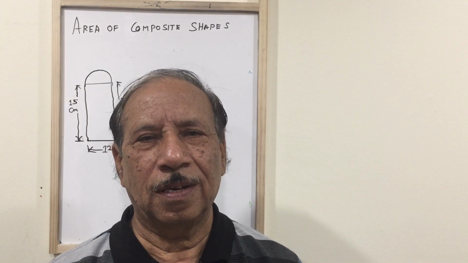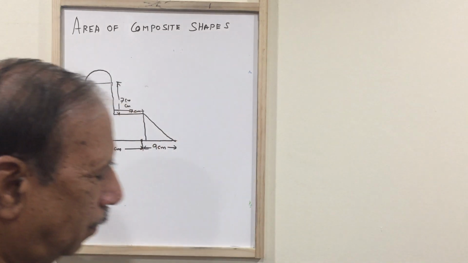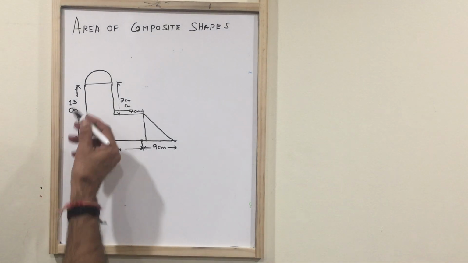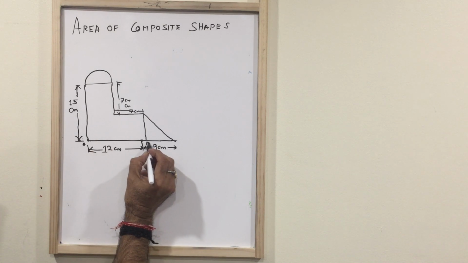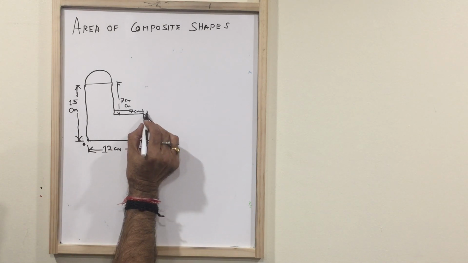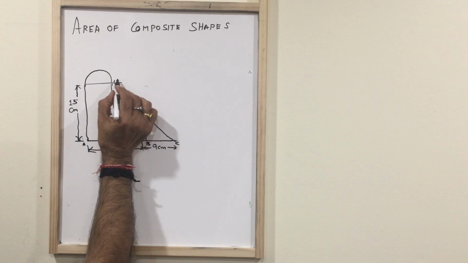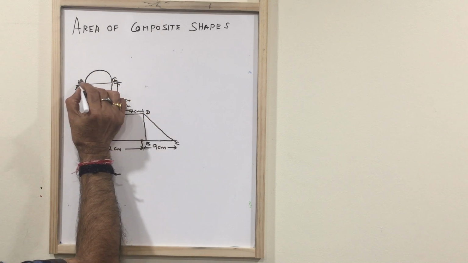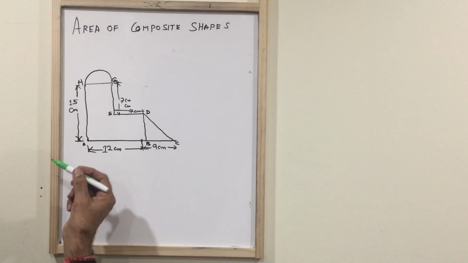Hello guys, let's find out the area of composite figure. So we'll start with one. So this is one figure. We will denote the sides A, B, C, D, E, then F, G, H. That's all. Now we can divide this figure into different rectangles and triangles, and we can find out the area.